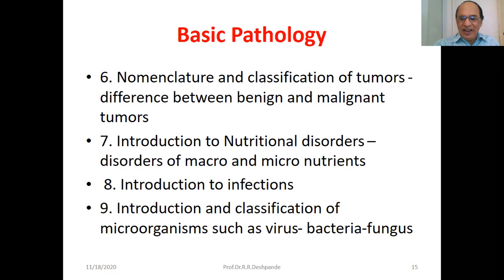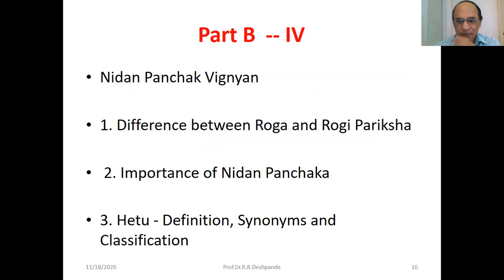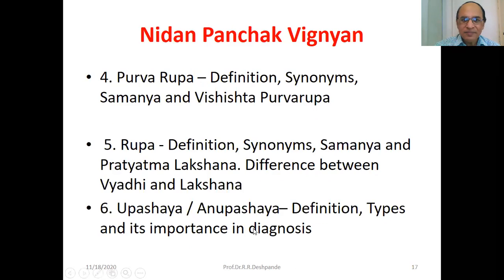Okay. Next, part B, fourth, Nidana Panchaka. You know, Nidana, Purva Rupa, Upashaya, and Samprapti. These are the 5 elements to understand the disease process. Difference between Roga Pariksha and Rogi Pariksha. These all things are also there in the Kaya Chikitsa subject. Remember, importance of Nidana Panchaka, Hetu, causes, etiology, definition, synonyms, and classification.